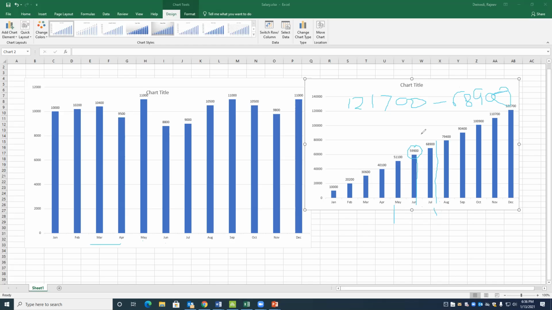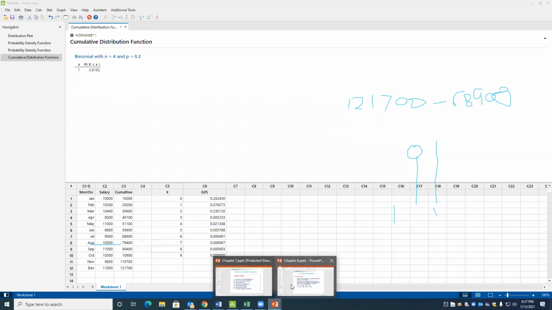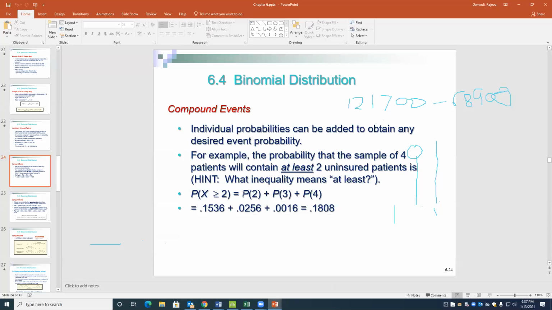Similarly, in this CDF, the total CDF is 1, and it is asking for at least 2, which means I can get up to 1. If you look into the question, either you have to do probability of 2, 3, 4, or you can get up to 1 and subtract from the total probability, which is 100%, or 1, and you can get this number. This is compound event probability.